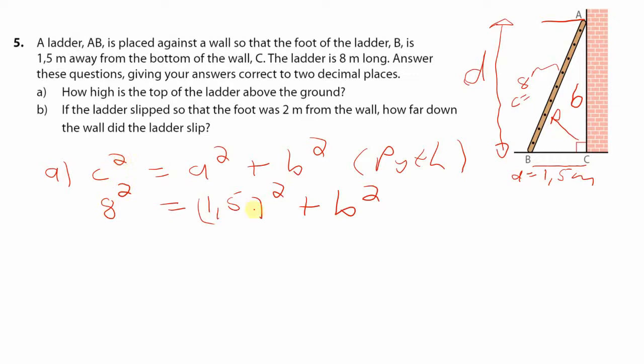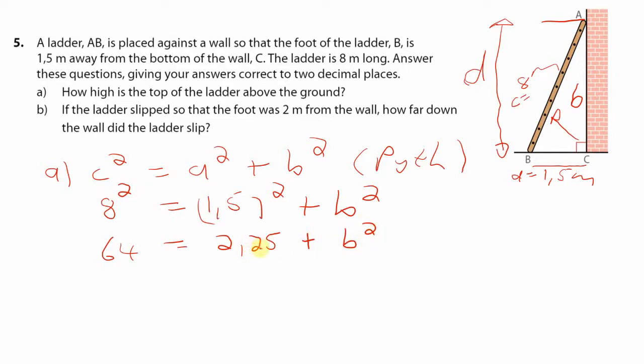So we have 8 squared equals 1,5 squared plus b squared. Let's see, 8 times 8, we know, that is 64. What is 1,5 times 1,5? 2,25. You could use your calculator for that one. Plus b squared.